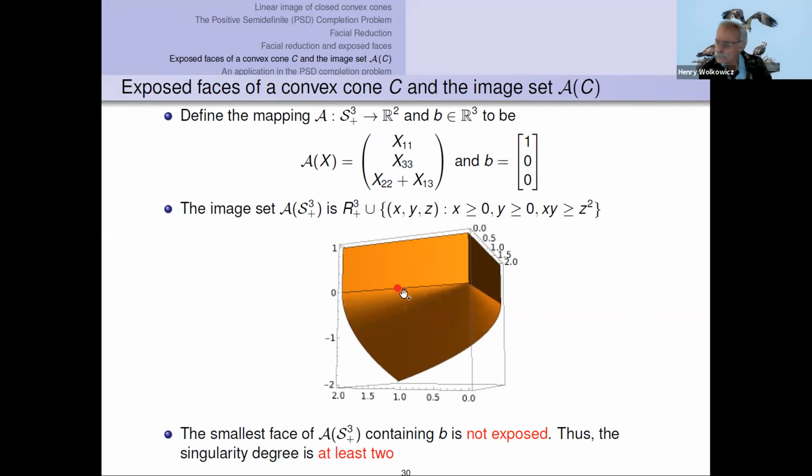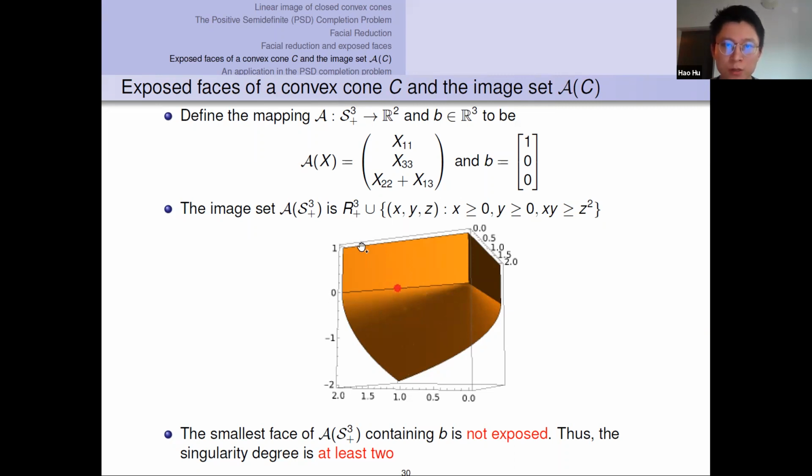So there's a problem, or maybe a connected result about the image being polyhedral. Because if the image is polyhedral, then the singularity degree is at most 1. Yeah. So does that come into play at all? Yeah, I think so, with this discussion.